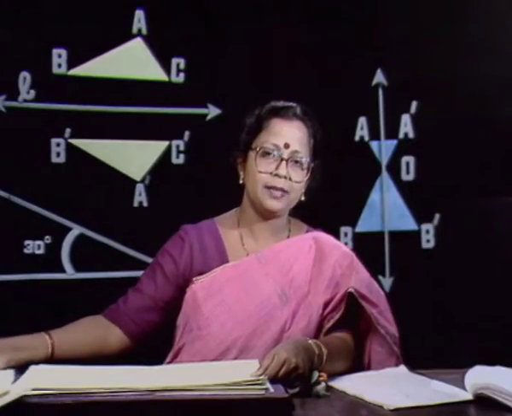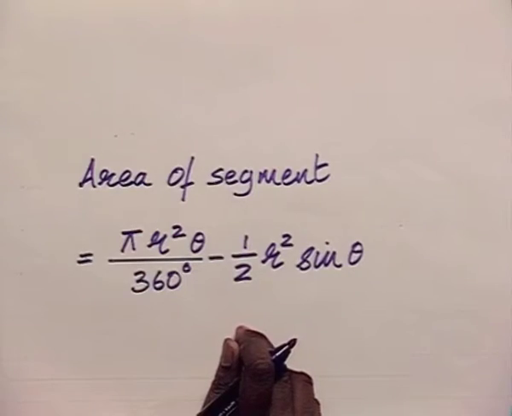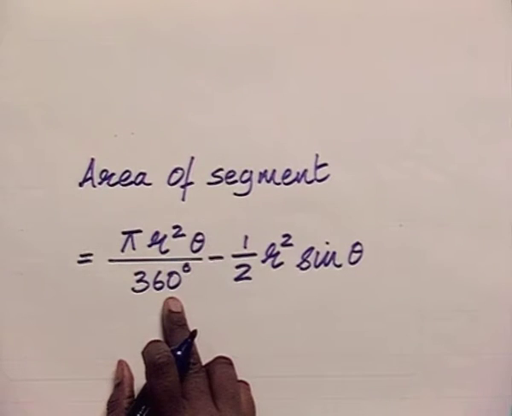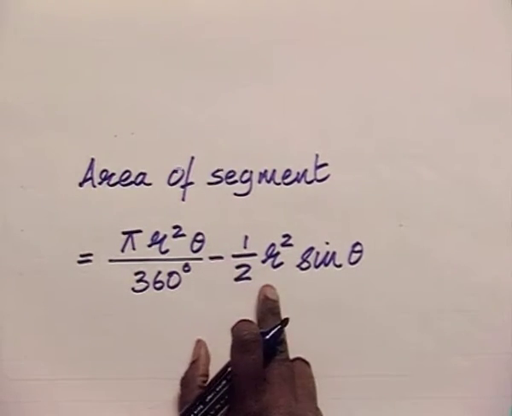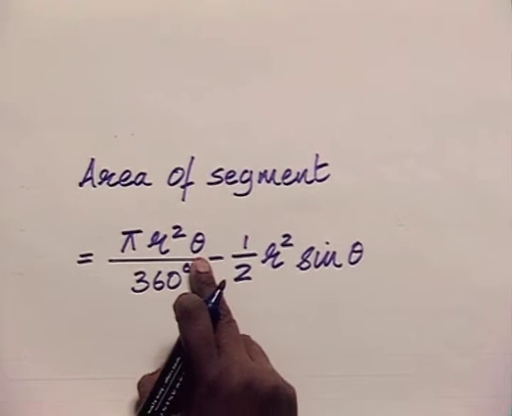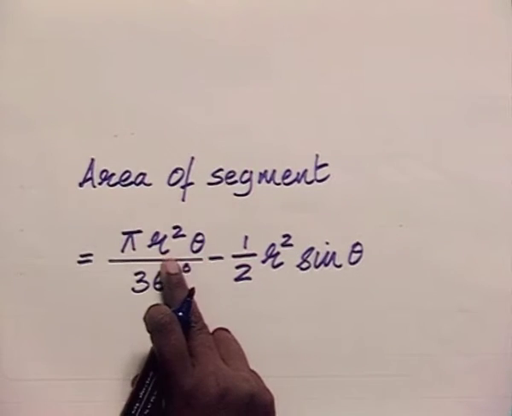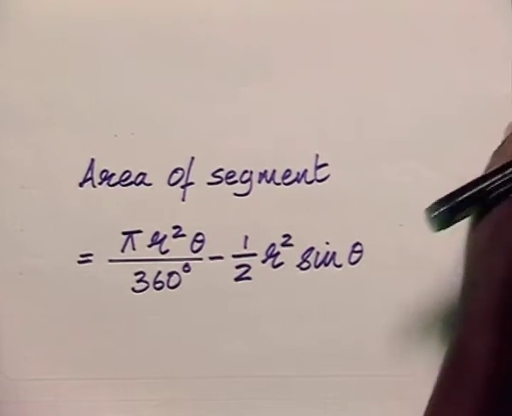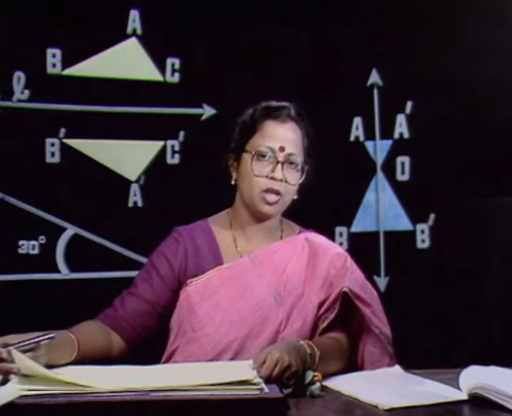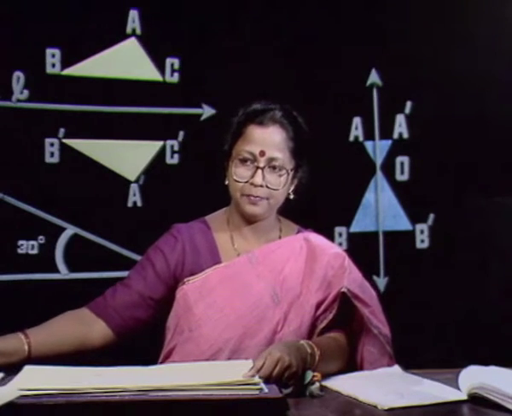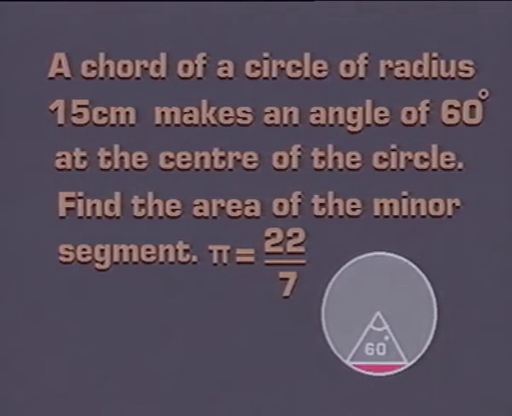So, what is the area of a segment ACB? Area of a segment is equal to pi r square theta upon 360 degrees minus half r square sin theta, where theta is the angle made by the segment at the center and r is the radius of the circle. Let us use this formula to solve this problem. Here is the problem. A chord of a circle of radius 15 centimeters makes an angle of 60 degrees at the center of the circle. Find the area of the minor segment, and we have to take pi is equal to 22 upon 7.